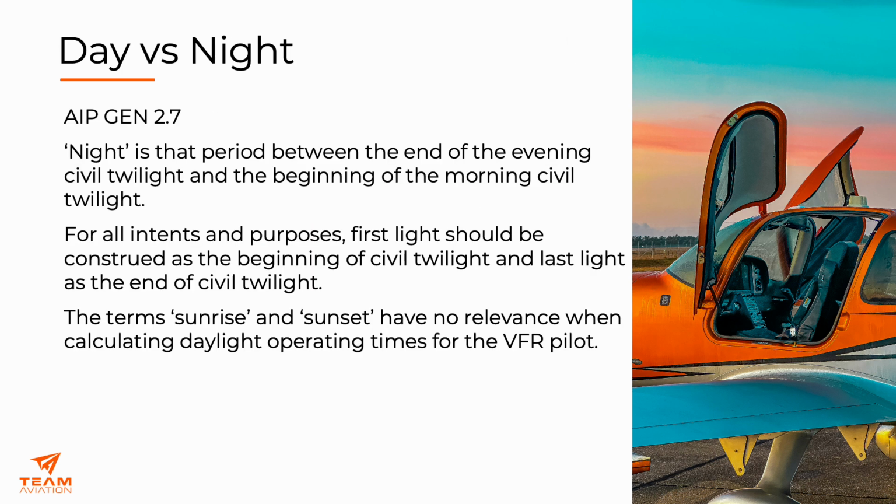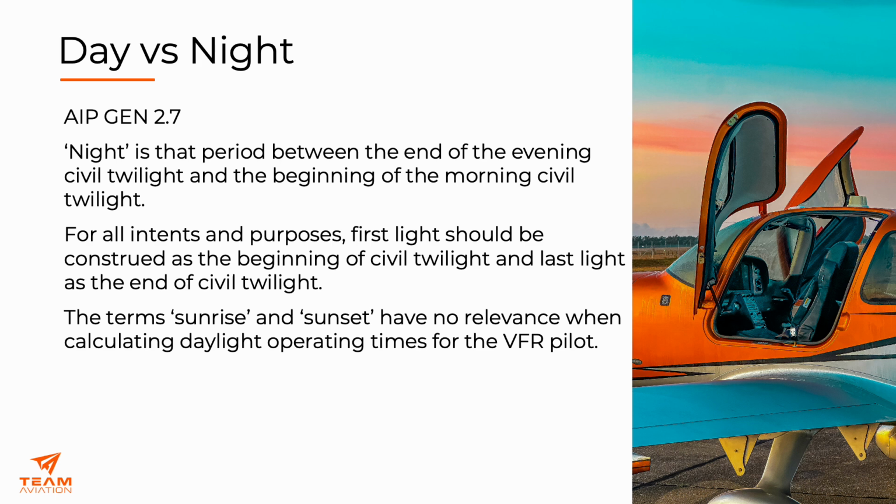Right? The definition of night is not just about sunset and sunrise. It's specifically defined in the AIP under GEN 2.7: night begins at the end of the evening civil twilight and ends at the beginning of the morning civil twilight. First light is considered the start of civil twilight, while last light marks the end. The terms sunrise and sunset are not used when determining daylight operating times for VFR pilots.